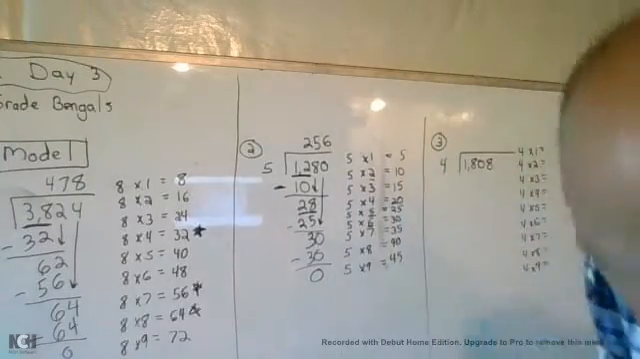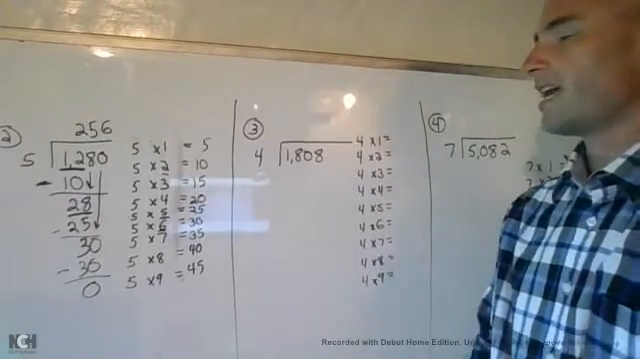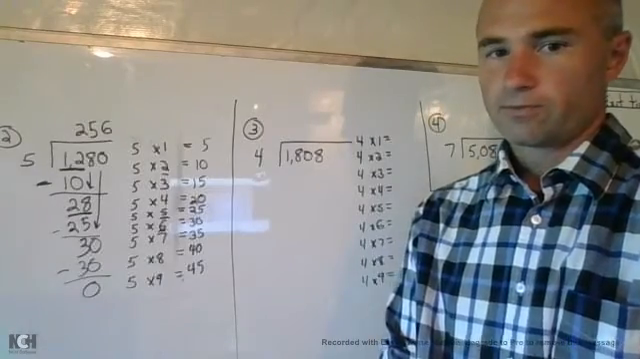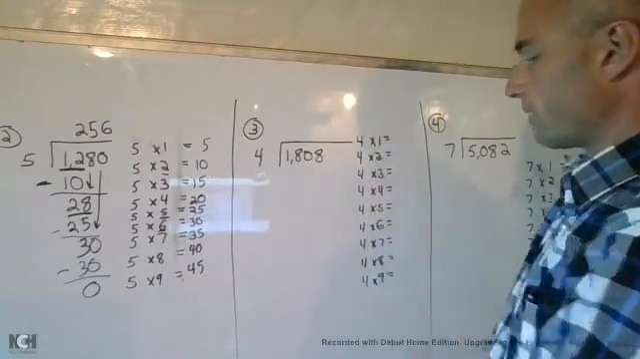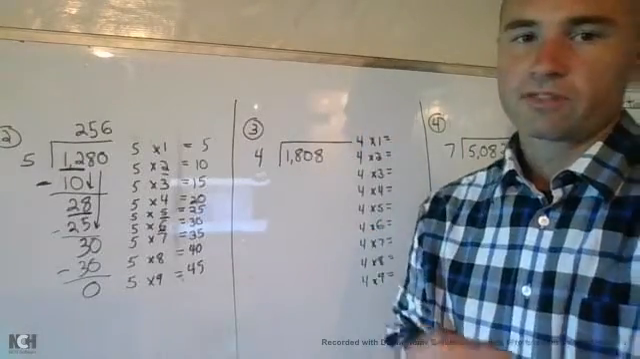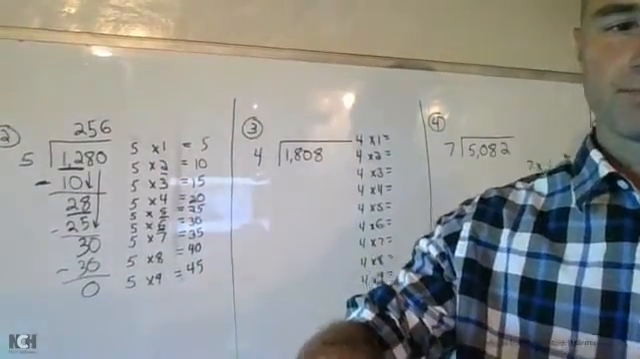Let's move ahead to number 3. 1,808 divided by 4. Go ahead, write your 4 times tables, solve for the product, and work through the steps of solving this division problem. Hit the pause button now, please.